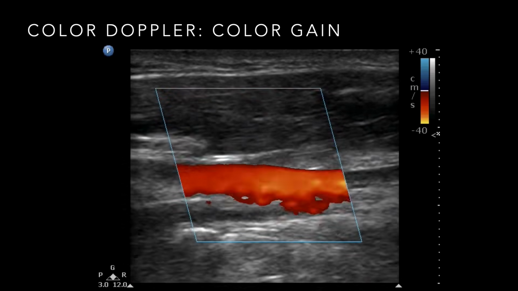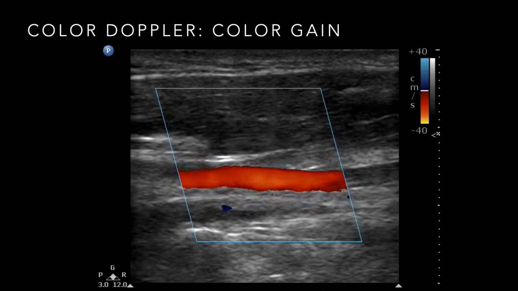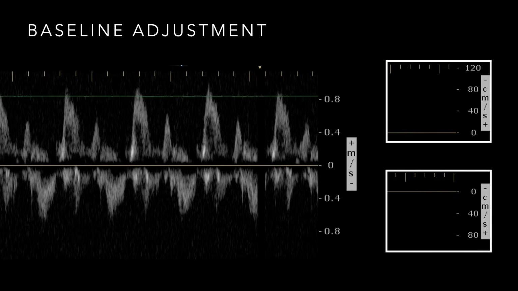In the third or fourth, I lost count now, thing that we can adjust, particularly when we go to the spectral side of things, is our baseline. So not only can we adjust our pulse repetition frequency, or that scale, to give us a velocity range, but we can also adjust where on that velocity spectrum we're looking at.